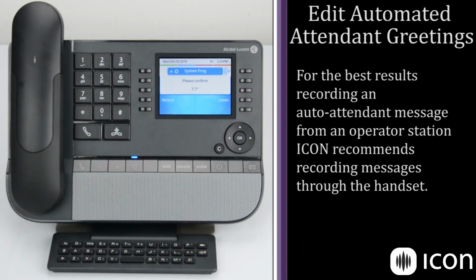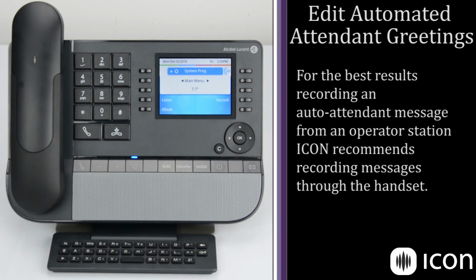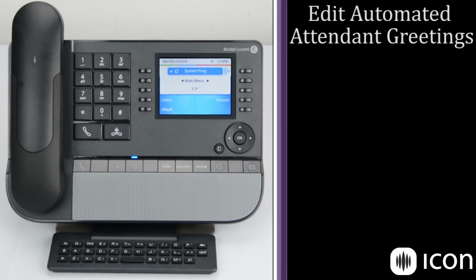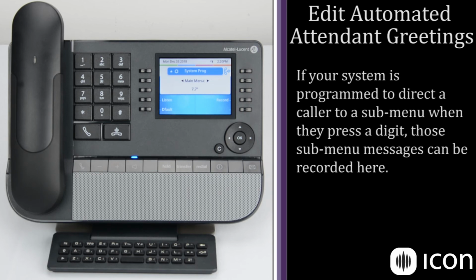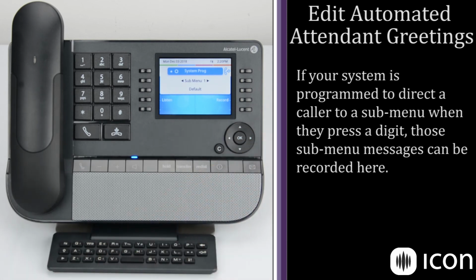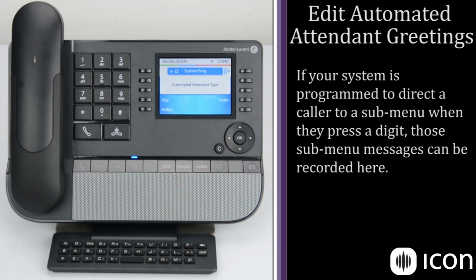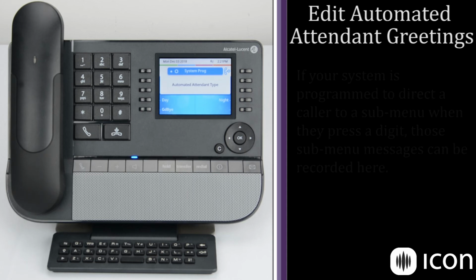Press the stop key to stop recording, and we'll select OK, and that has been accepted. If we had any submenus programmed in this auto attendant, we could also use the navigation array to scroll over to those and record them as well. This system doesn't have any programmed, so the default message is all that is saved. I'll press the C key to back up a menu level, and from here the same procedure can be followed to edit the night message.